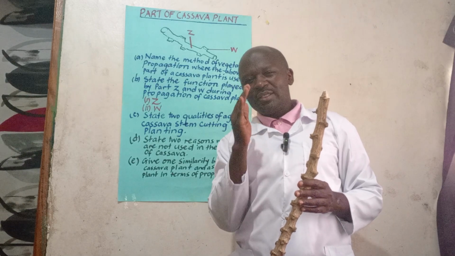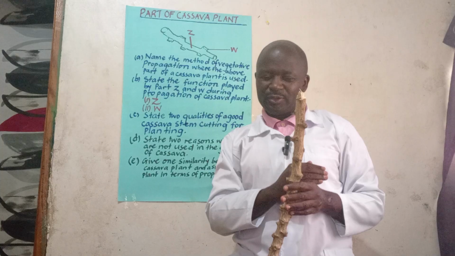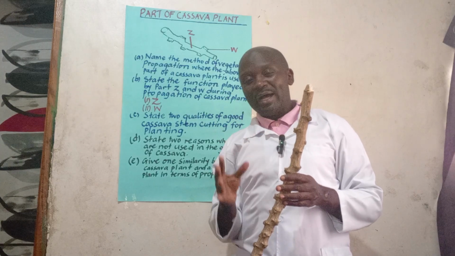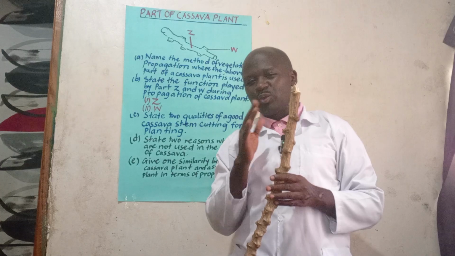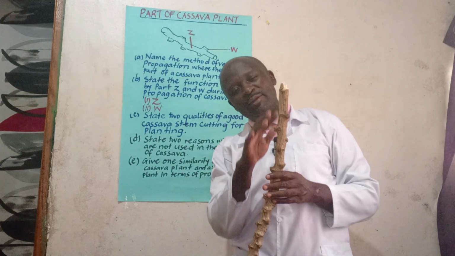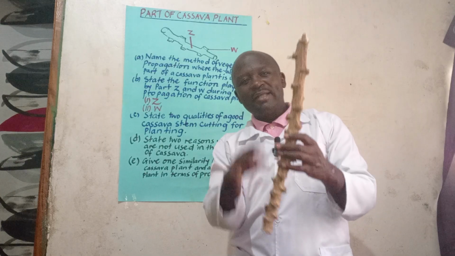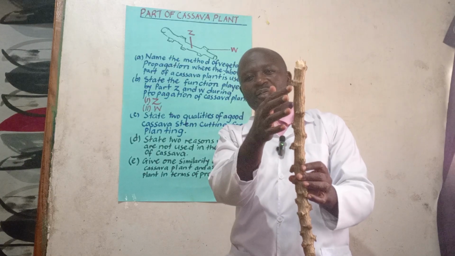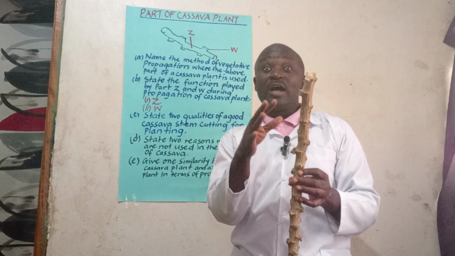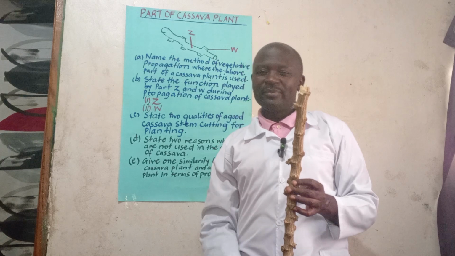If you are to teach cassava stem cutting as a method of propagation, it's better to look for one so you can allow learners to touch and observe the parts. They should look at the nodes, they should look at the axillary buds, for example, that is sprouting from the node, and even the functions of the parts of a cassava stem cutting.